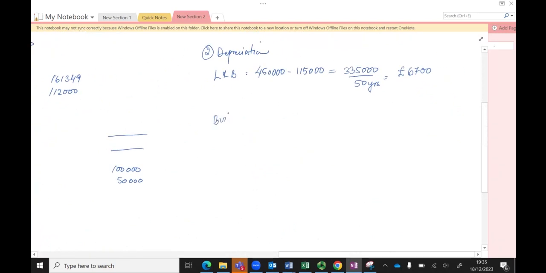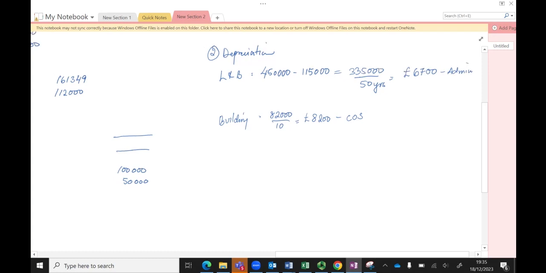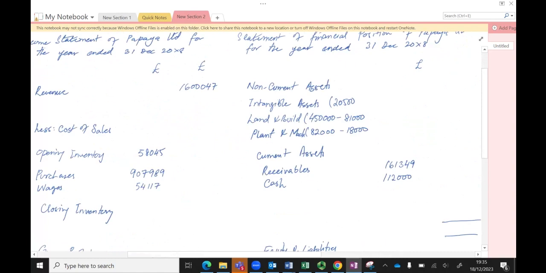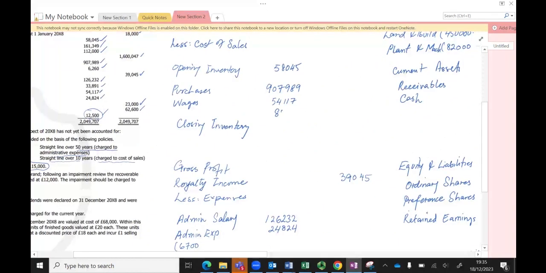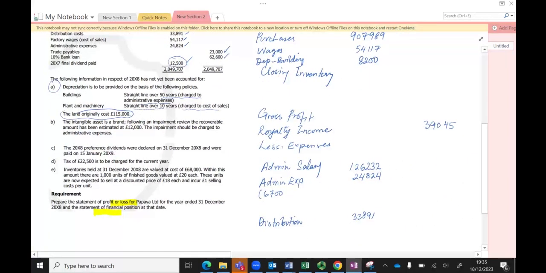This time we have plant and machinery, and the value is 82,000 divided by 10, and that will give me £8,200 as a depreciation for the year. That should be charged to cost of sales. So let's add that into the cost of sales, 8,200.